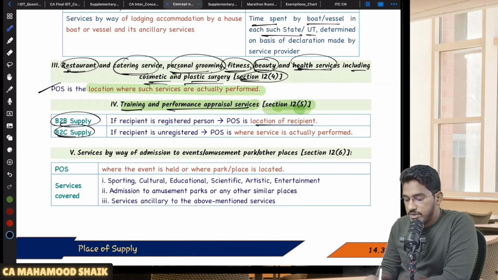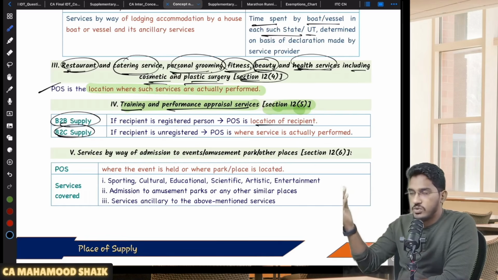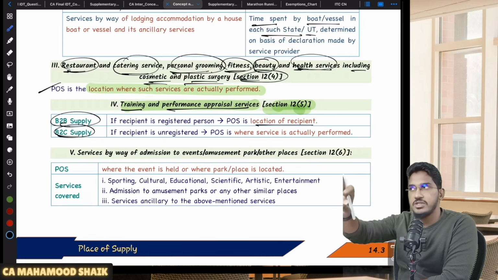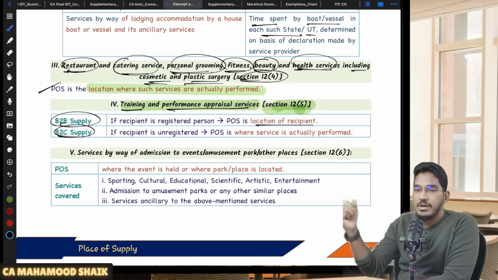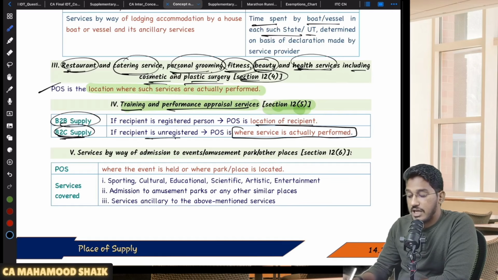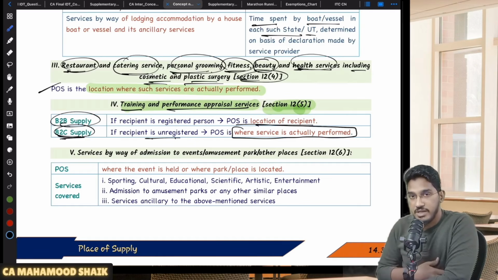In case it is a B2C supply, in case you are a motivational speaker and you are conducting one open seminar, for example I'm conducting a motivational session for students. I have announced one city, let us say for example in Delhi I'm going to conduct one motivational session for all the students. Now students will purchase a ticket and pay me the fee and come and attend that motivation class. So here my recipients are unregistered persons, no? In case it is a B2C supply, if the recipient is unregistered, the place of supply is wherever that service is actually performed, wherever you are providing the training services. I am providing that training in Delhi, the place of supply will become Delhi.